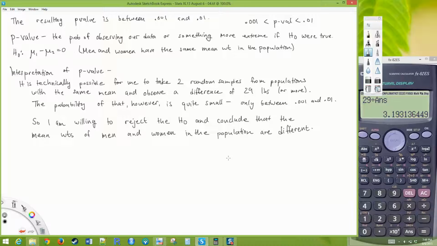Yes, so that is correct. I reject the null and I accept that the alternative is true. I could be wrong though. And what's the probability that I'm wrong? Between 1% and 0.1%, according to the laws of probability.